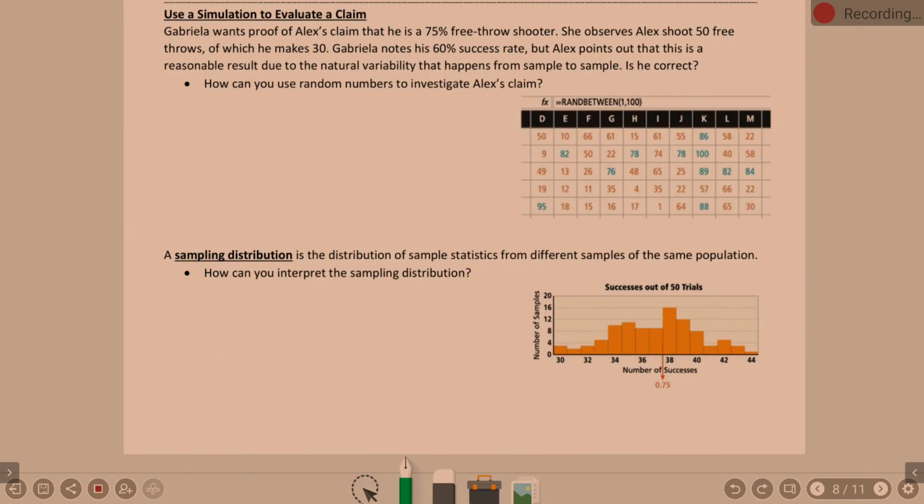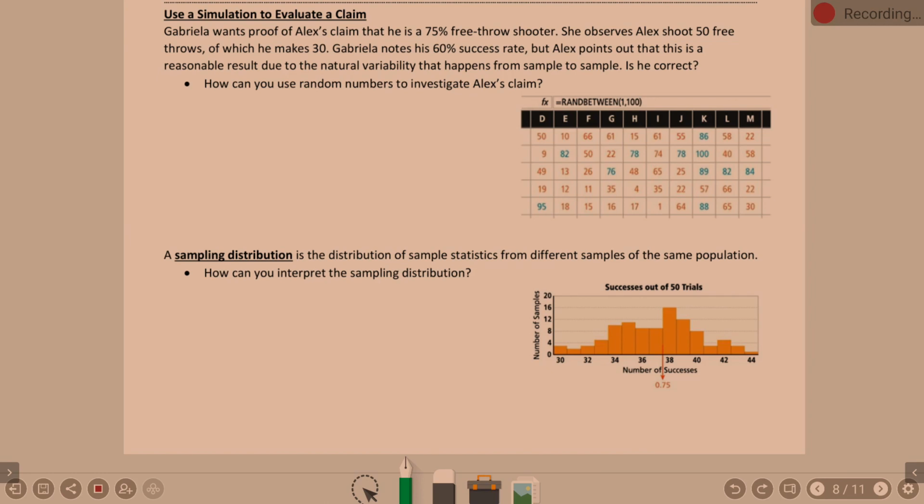Gabriella wants proof of Alex's claim that he is a 75% free throw shooter. She observes Alex shoot 50 free throws, of which he makes 30. Gabriella notes his 60% success rate. But Alex points out this is a reasonable result due to the natural variability that happens from sample to sample. Is he correct?